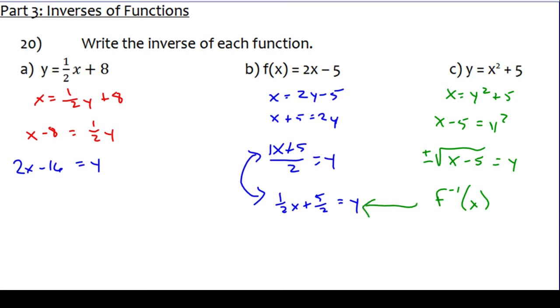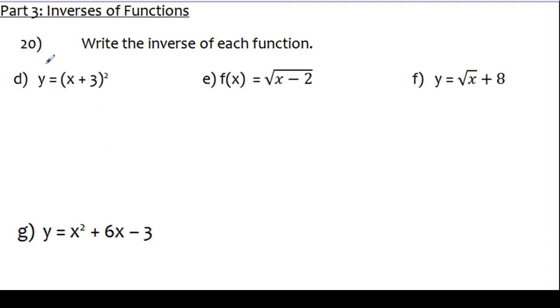Okay, here's your last 3 inverse problems. A little bit more work involved with these ones, especially letter G. So your last 4 of them. Right. So problem letter D, we're going to say switch x and y. So I'm going to say x is equal to y plus 3 squared.